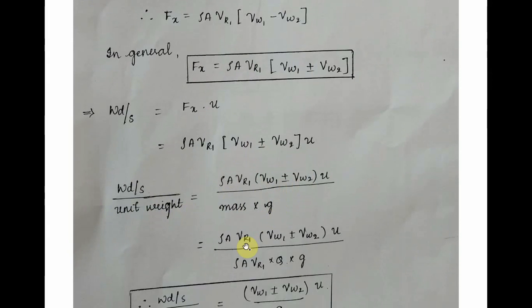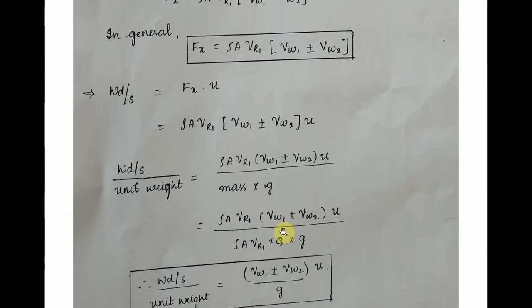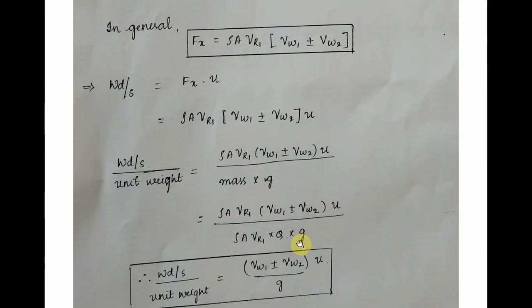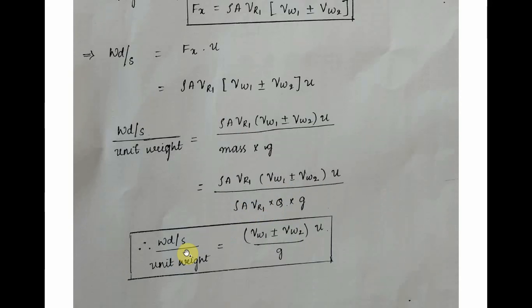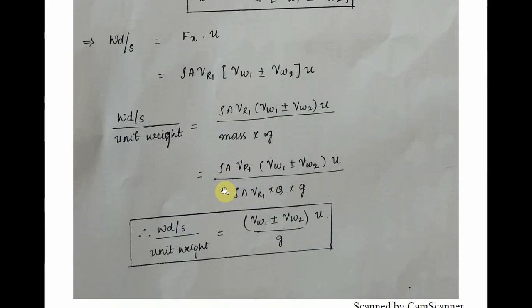The unit weight is equal to mass into gravity, and mass is nothing but density into area. So we divide rho A into VR1 into VW1 plus or minus VW2 into U by rho A into VR1 into g. For simplification, work done per second per unit weight is equal to VW1 plus or minus VW2 into U divided by g. Rho gets cancelled, A gets cancelled, VR1 gets cancelled. So this will be the final remaining expression.